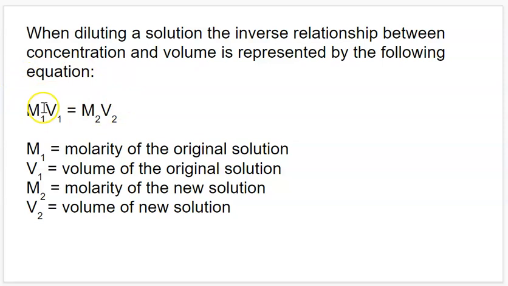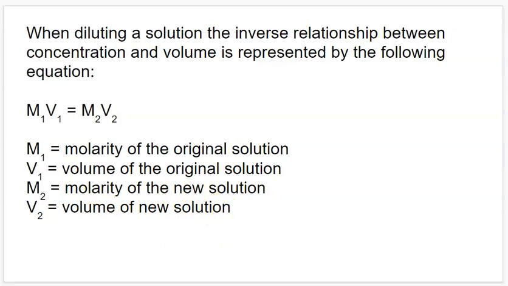So M1V1 is equal to M2V2. The 1 and 2 refer to a sort of before and after state. So the M1 represents the starting concentration, the starting molarity, or the molarity of the original solution. And the V1 also represents the volume of the original solution. And then the M2 and the V2 are going to represent the molarity and the volume of the new solution that is being created after the dilution.